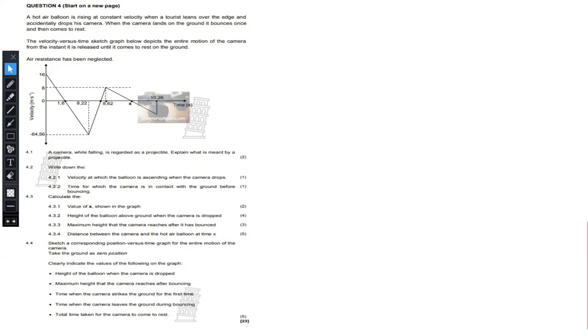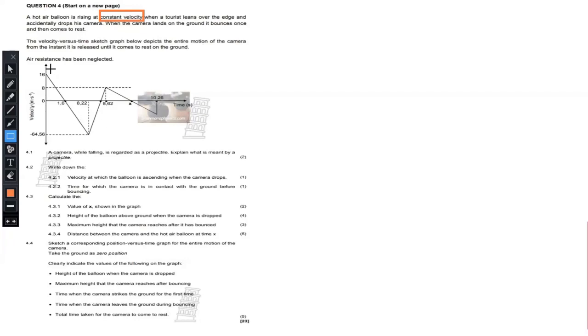Okay, so we have question 4. It says a hot air balloon is rising at constant velocity. So note that keyword there. They say at constant velocity, when a tourist leans over the edge and accidentally drops the camera. When the camera lands on the ground, it bounces once and then comes to rest. They say the velocity versus time sketch graph below depicts the entire motion of the camera from the instant it is released until it comes to rest on the ground. They say air resistance has been neglected.